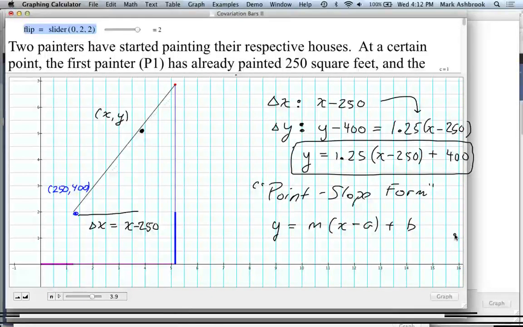This is important for an assignment you have for next week, for Monday. All right, so point-slope form means if you have a point and you have the constant rate of change, you can write the equation of the line.